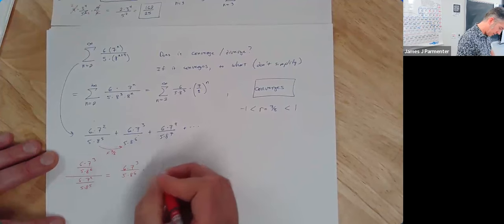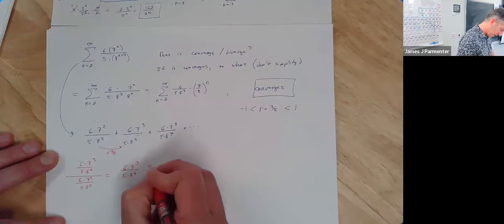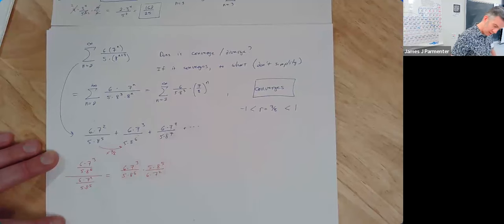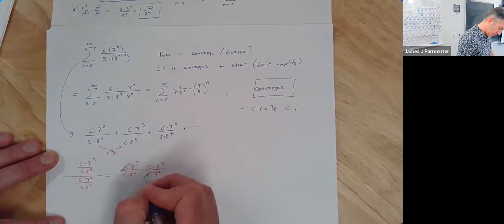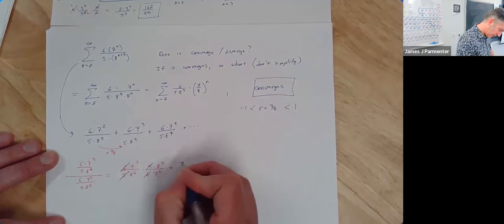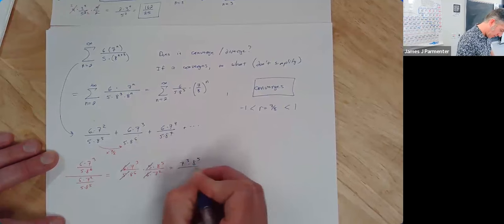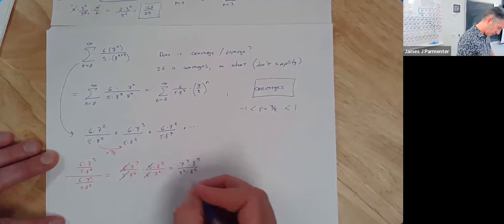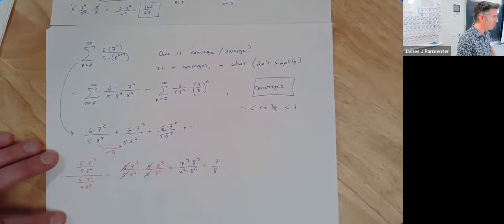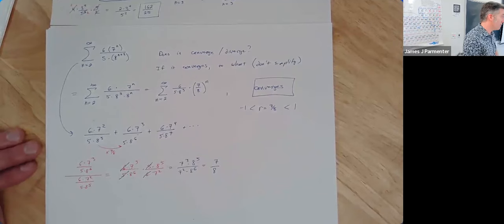I'm going to flip and multiply and say that's going to be 5 times 8 to the 5th over 6 times 7 squared. The 6s cancel, 5s cancel. You're left with 7 cubed times 8 to the 5th over 7 squared times 8 to the 6th. But 7 cubed over 7 squared is just 7, and 8 to the 5th over 8 to the 6th gives you an 8 in the bottom. It's another way you could get there if you decided to.